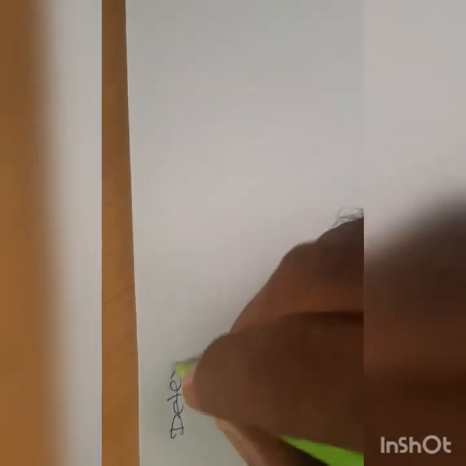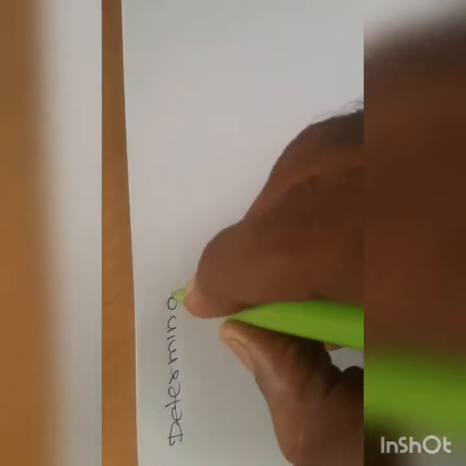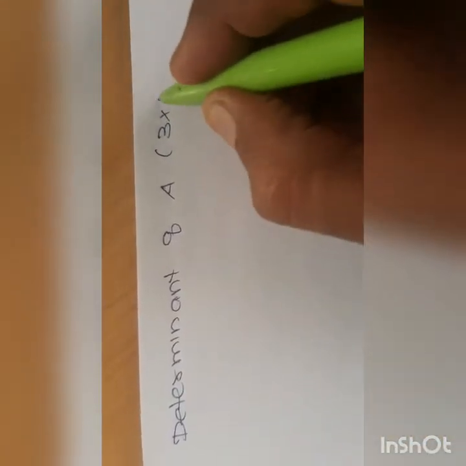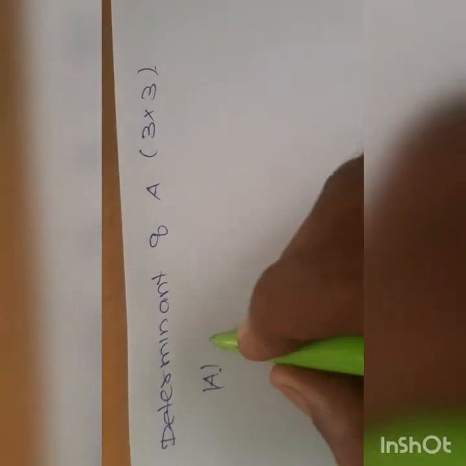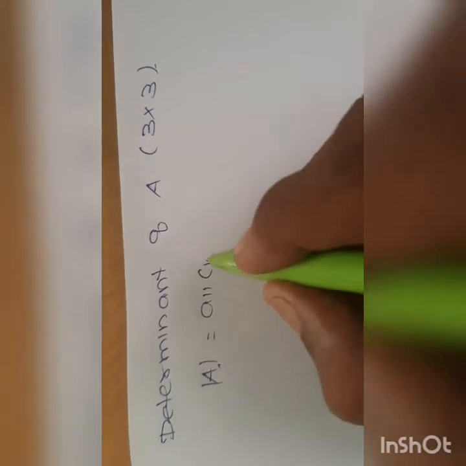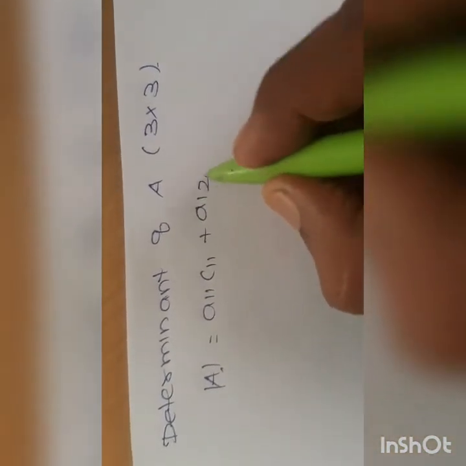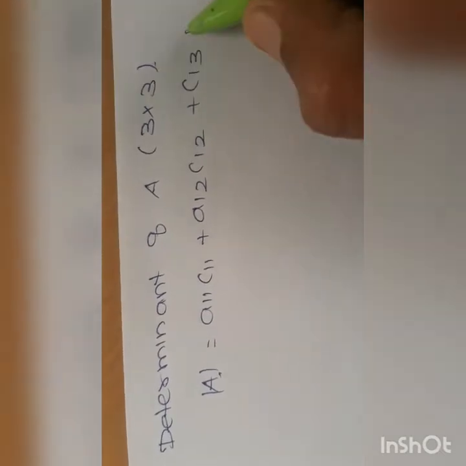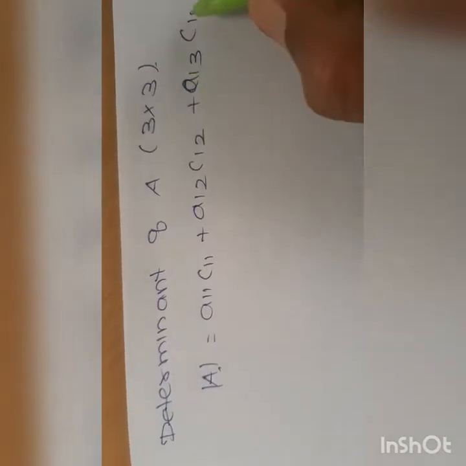Now how to find the determinant of order 3 by 3? The determinant of A is nothing but a11 into c11, plus a12 into c12, plus a13 into c13.